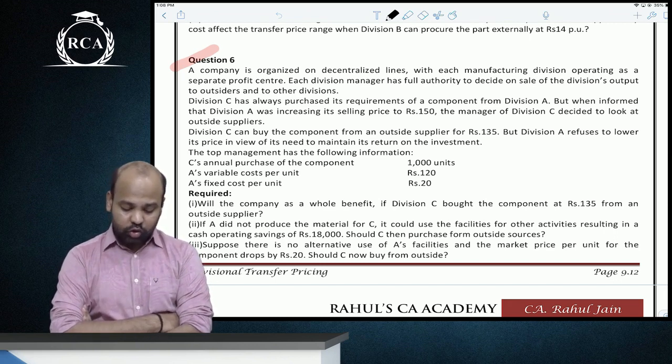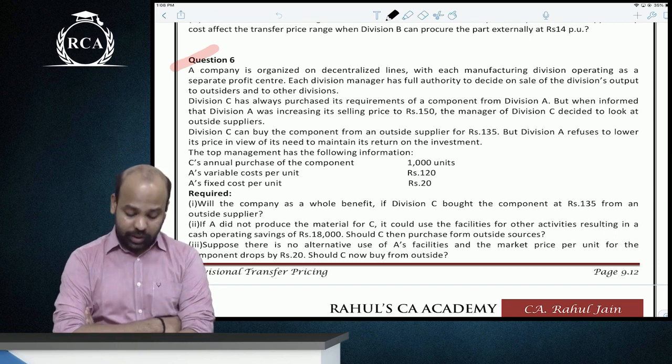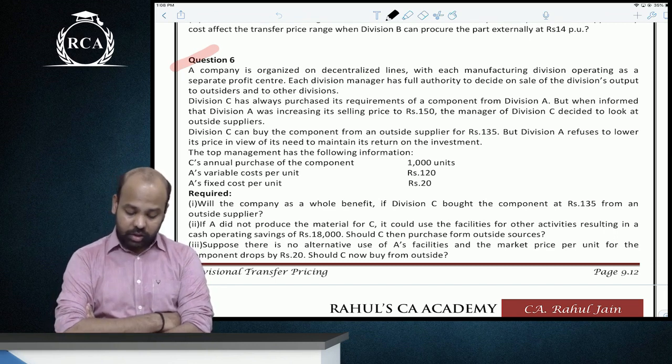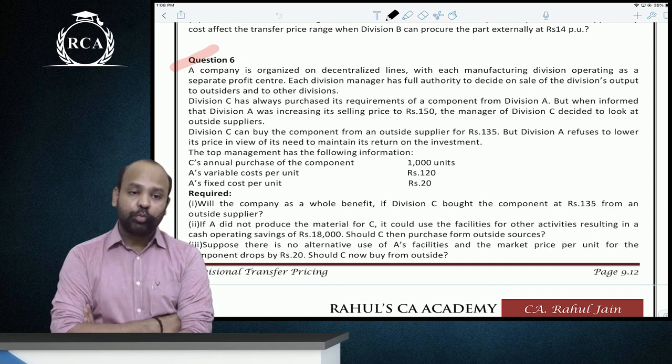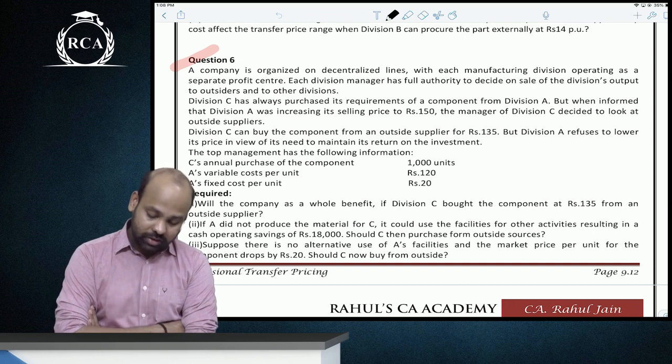Division A refuses to lower the price in view of its need to maintain the return on investment. The annual purchase of the component is 1000 units. Variable cost is only 120 rupees. Fixed cost is 20 rupees.